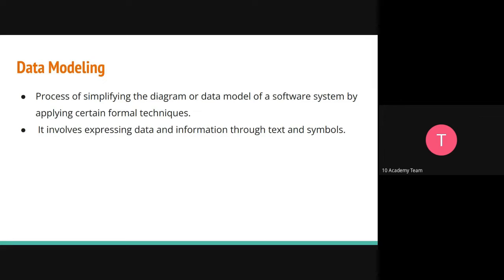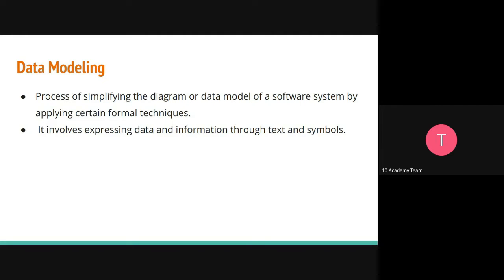So what is data modeling? It's a process of simplifying the diagram or data model of a software system by applying certain techniques, right? So we create a visual representation of our entire system to communicate the structures of the data, right? So we use different types of elements. This is a usual visual representation. We have different types of text, elements, or symbols that are going to be used in our data modeling tools.